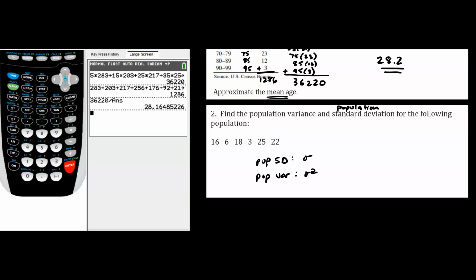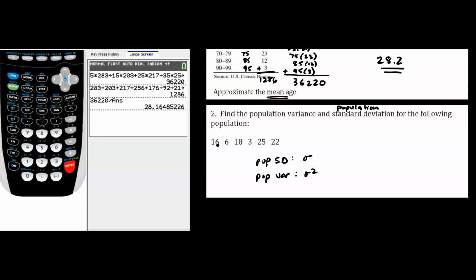A lot of times, though, your homework is going to ask you for the variance first. So just because we are getting the standard deviation first from the calculator, pay attention to the fact that you still may be asked for the variance first in your homework.